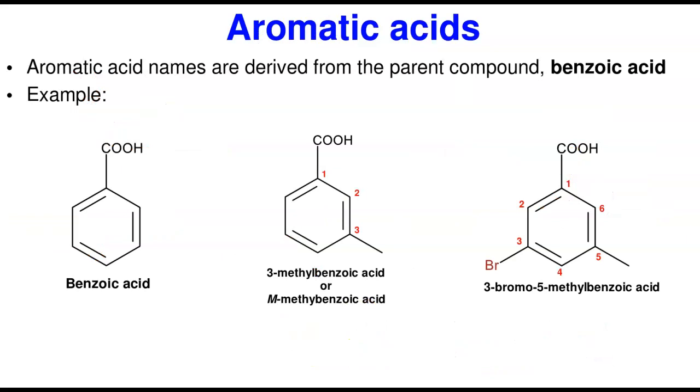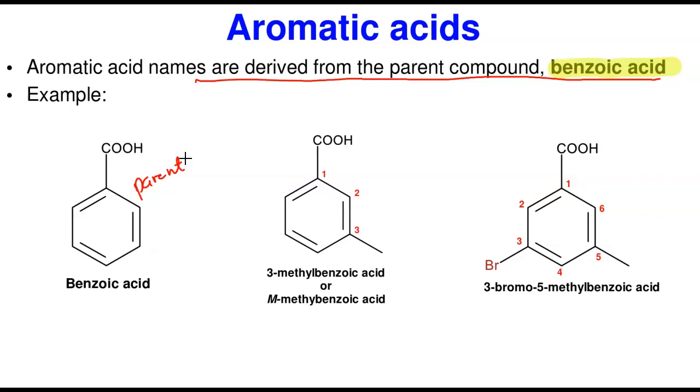All right, we go to the next one. Now let's talk about aromatic acids. I already said about this when I gave you some of them to memorize. Aromatic acid names are derived from their parent compound. Their parent compound is what? The parent compound is benzoic acid. All of them are derived from it. Benzoic acid is their grandfather. All of them must be derived from it.